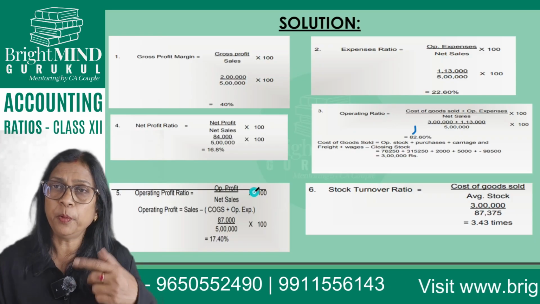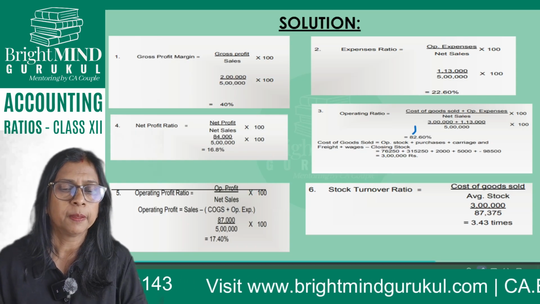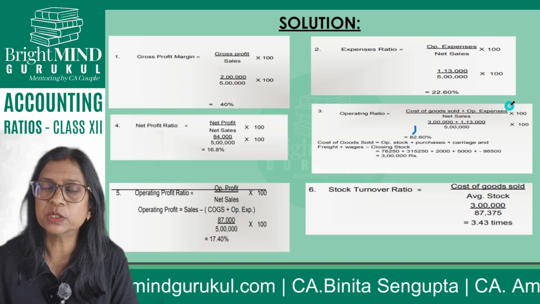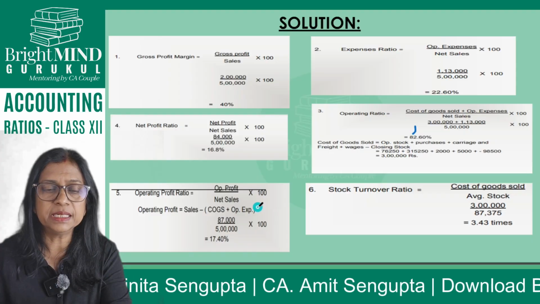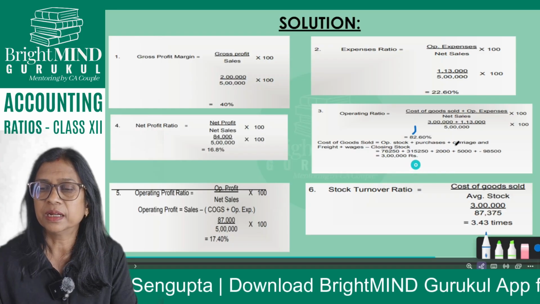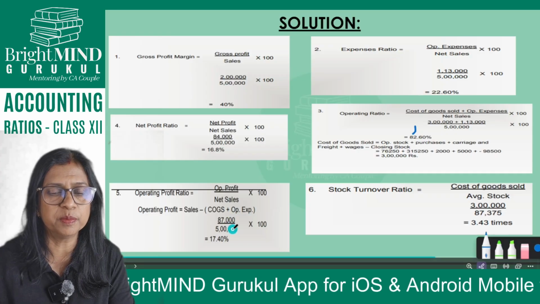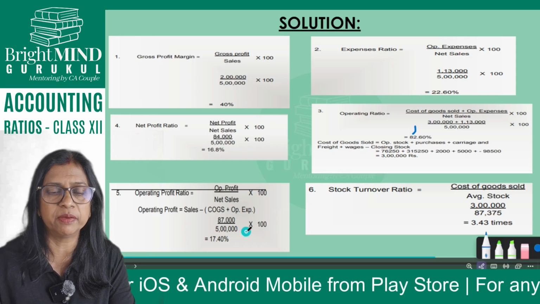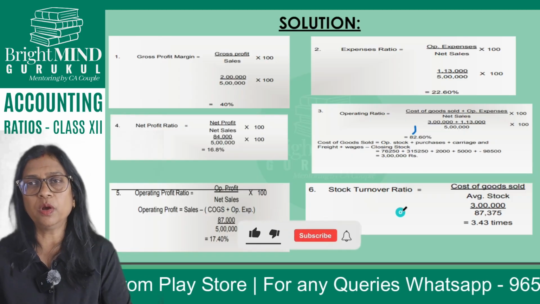Now, operating profit ratio. Now, the operating profit will be sales minus cost of goods sold plus operating expenses. These are the expenses. So, if you deduct this from the sales, you will get the operating profit. So, that will come to 4 lakh 13,000. If you deduct it from sales, 5 lakh minus 4 lakh 13,000 is 87,000. So, 87,000 by 5 lakh is the operating profit ratio. Now comes the stock turnover ratio.